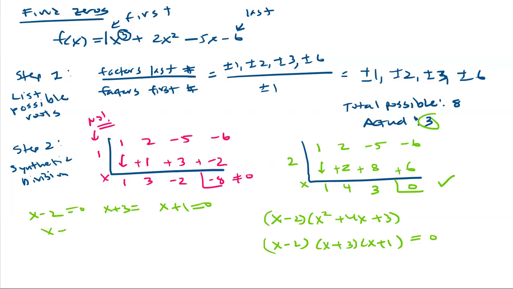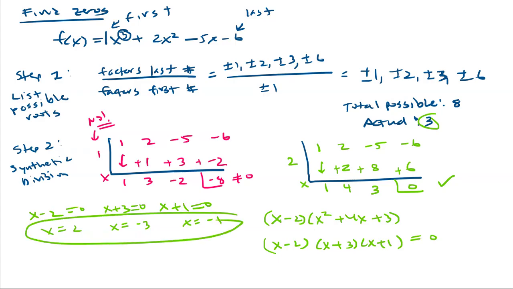Okay? So again, we'll have x equals 2. When we solve for x, subtract 3 on both sides, so we get x equals negative 3. And then the next one, we get x is equal to negative 1. Right? So those are our remaining roots. We found 2 as the first one, and we found the other ones by factoring. So that's what we want. We wanted 3, and that's what we got. So these are the zeros or the roots of this polynomial.